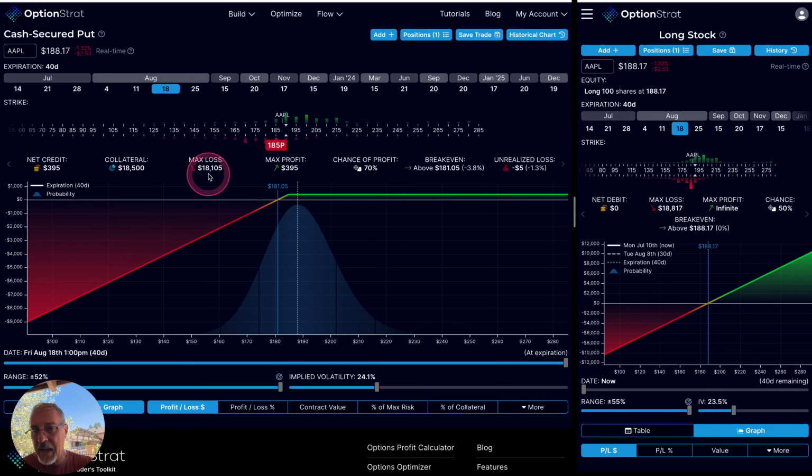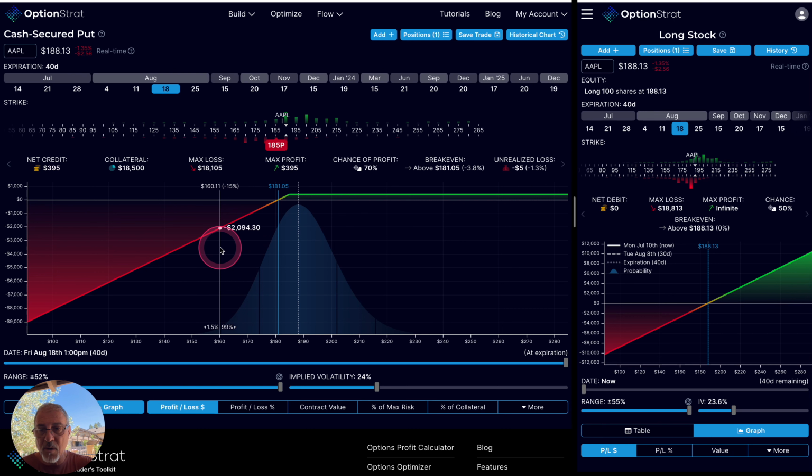It's going to be around $18,400 or $18,500, somewhere in that range, because it's going to be offset by the amount of credit that I took in for this put. And the same holds true pretty much anywhere along the way here.